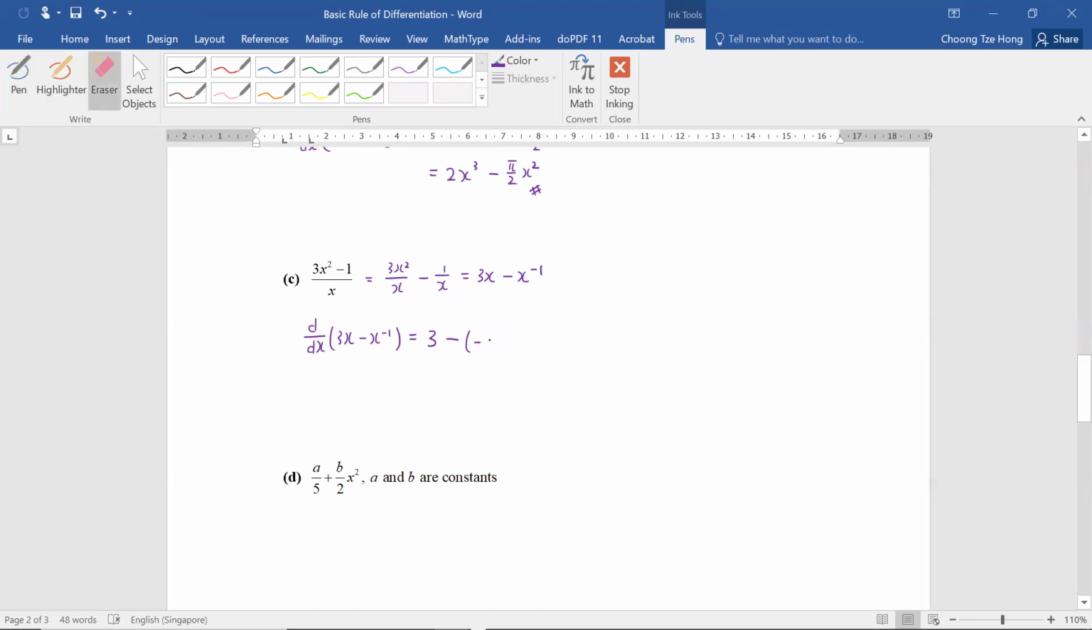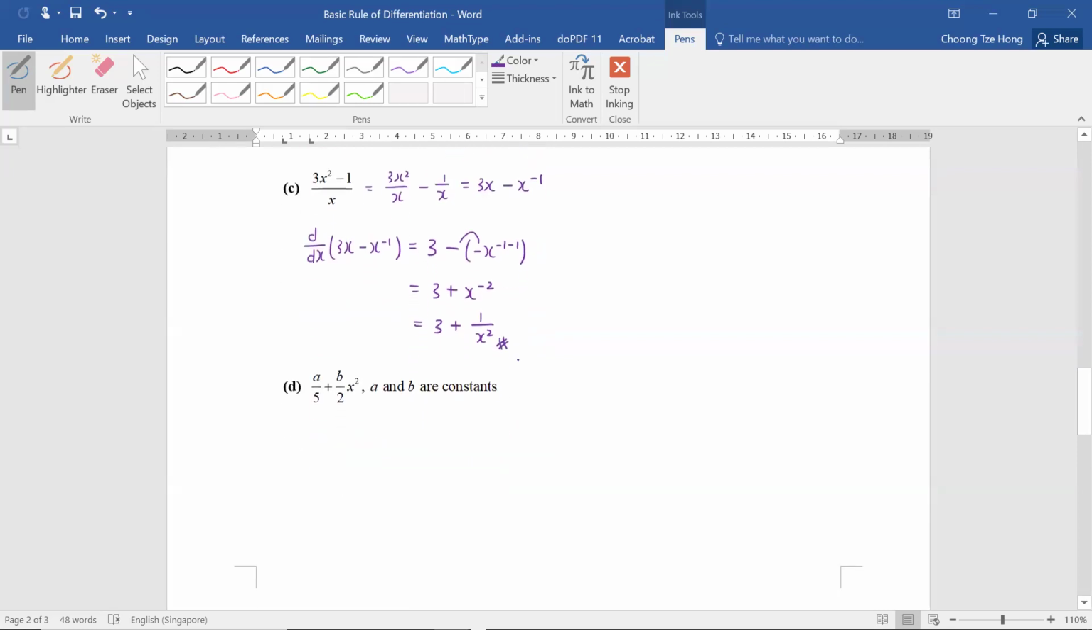So negative x, then reduce the power negative 1 by 1. So negative 1 minus 1 is negative 2. Negative times negative becomes positive. So the answer will be 3 plus 1 over x squared. Alright, so not too difficult. I hope you are getting a hang of it now.